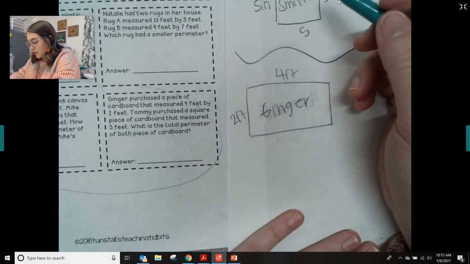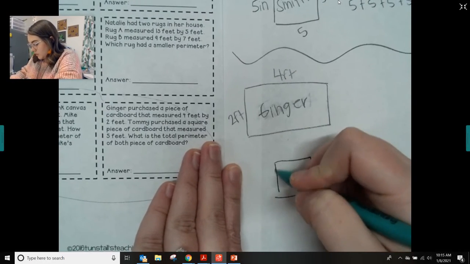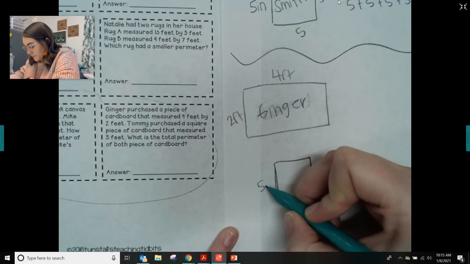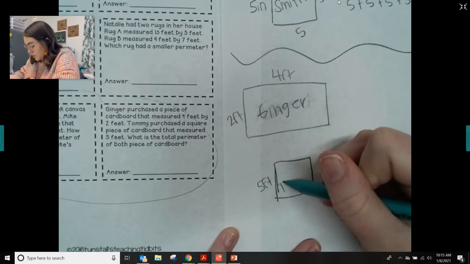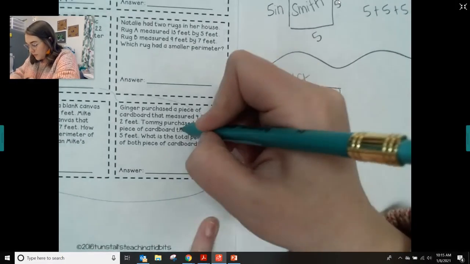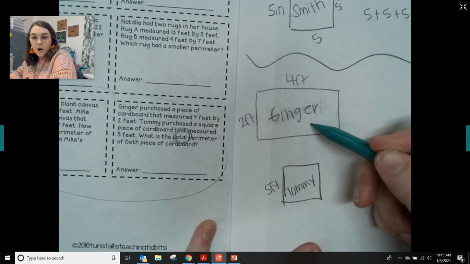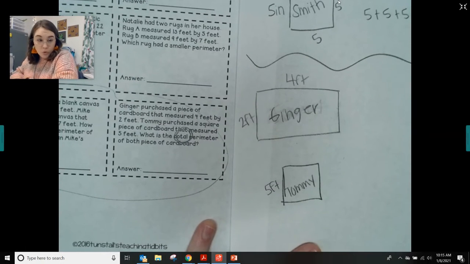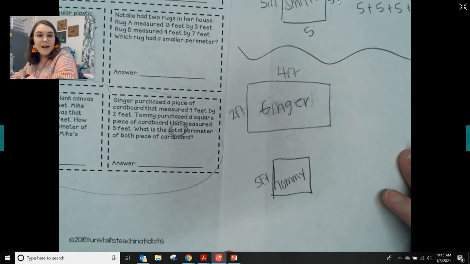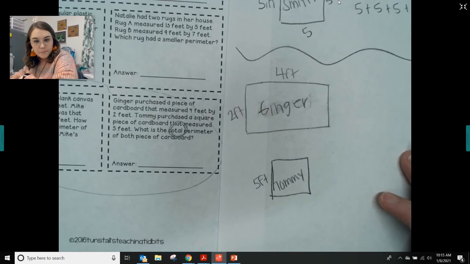So then Tommy purchased a square piece of cardboard. Okay. Good job, Tommy. That measured 5 feet. Okay, so this is Tommy. What is the total perimeter of both pieces of cardboard? Okay, so it told us to find the perimeter. I want you to find, right now, by yourself, the total perimeter of both pieces of cardboard.